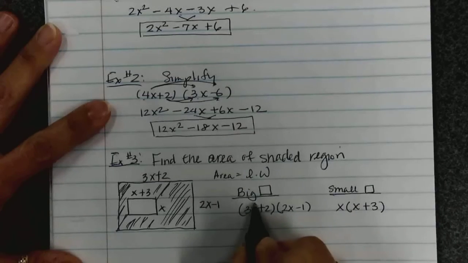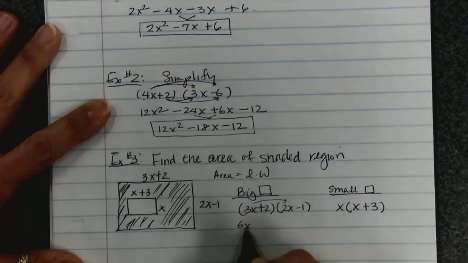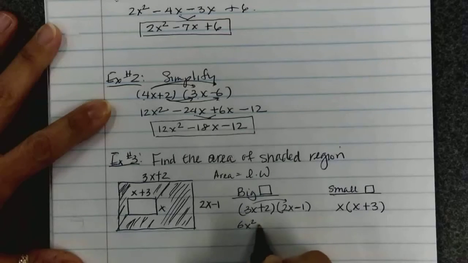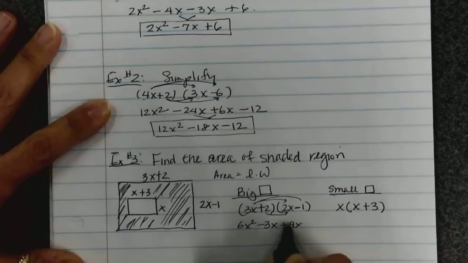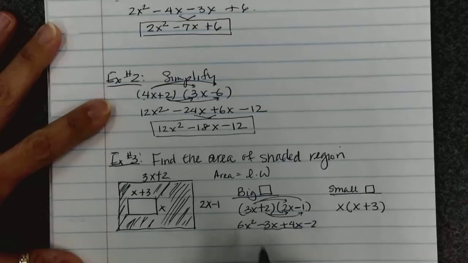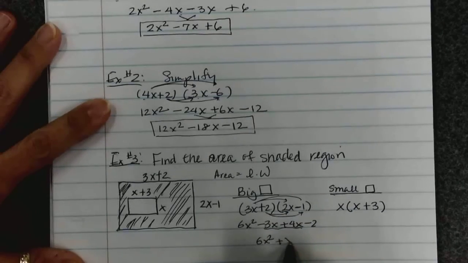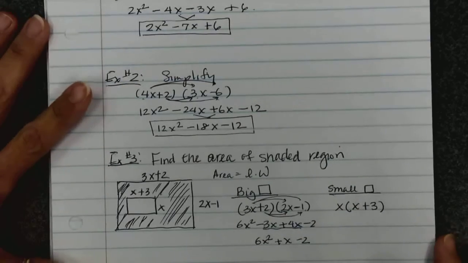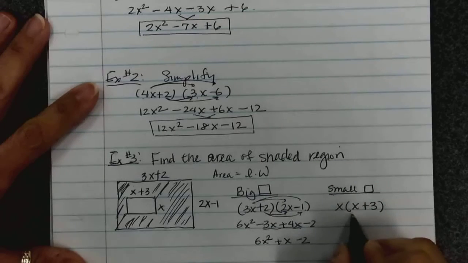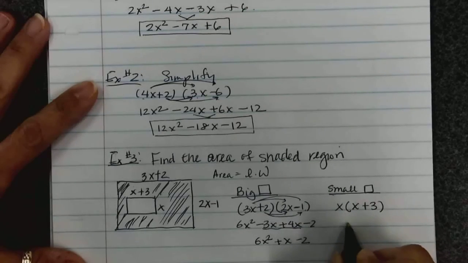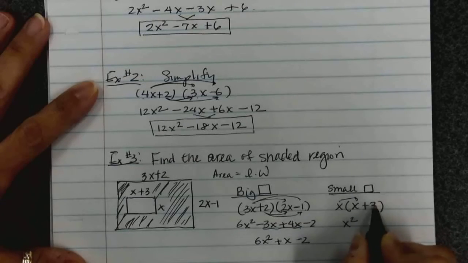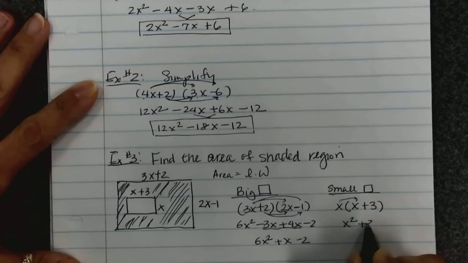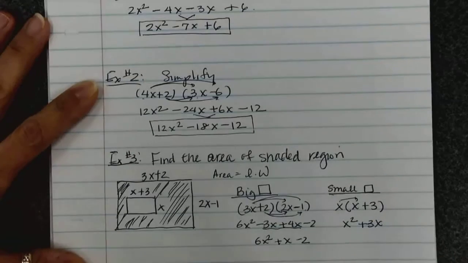So now we're going to FOIL again. 3x times 2x is 6x squared. 3x times minus 1 makes it negative 3x. And then we got 2 times 2x is plus 4x, and 2 times negative 1 makes it a minus 2. And like we did before, those are like terms, so we get 6x squared plus x minus 2. And this is the area of the bigger rectangle. Now let's find the area of the small rectangle. x times x is x squared, and x times 3 is 3x.